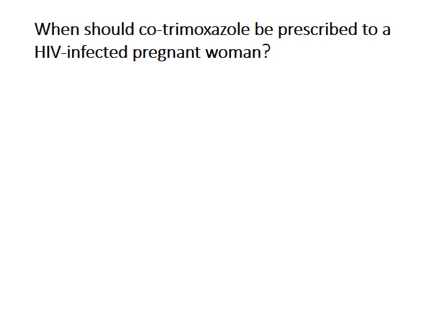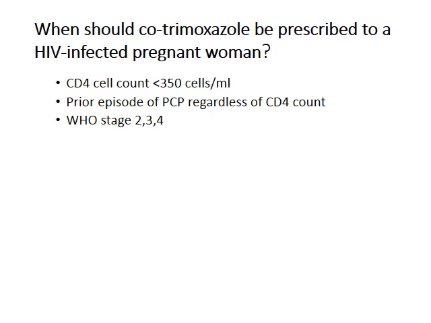Let's just take a step back for a moment, because this could have all been prevented if our patient had been on co-trimoxazole. Which of our patients should be given Bactrim, especially in view of pregnant women? The guidelines are the same as for our adults. Any patient with a CD4 of less than 350, or if they've had a prior episode of PCP, might very well still be on Bactrim regardless of their CD4 count, and if they're stage 2, 3, or 4.